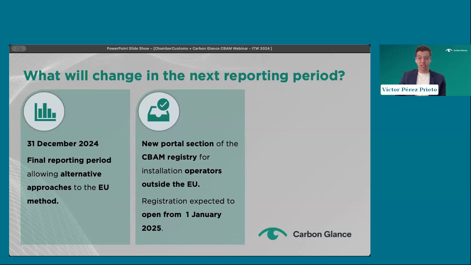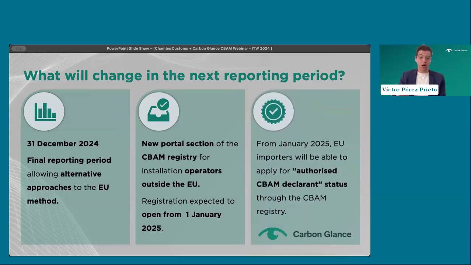The second major change that is coming for the next reporting period, and that was announced by the Commission in its latest Q&A, is the establishing of a new portal section within the CBAM registry that will enable exporters to the EU to submit their emissions data directly to that portal. This is crucial because this will essentially prevent them from having to share this data separately with each of their EU-based clients. However, rules on how this will work still need to be specified.